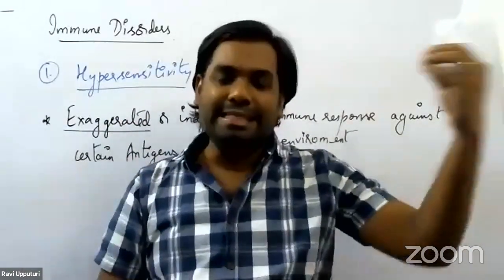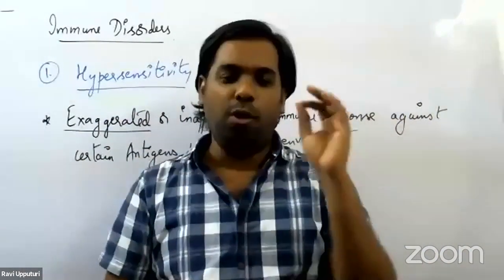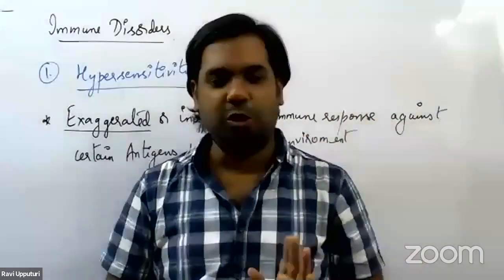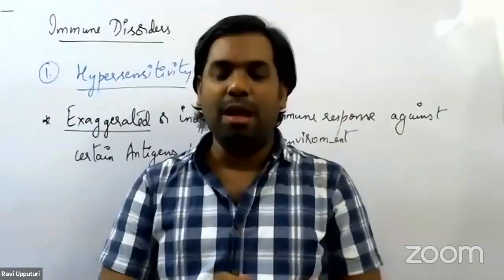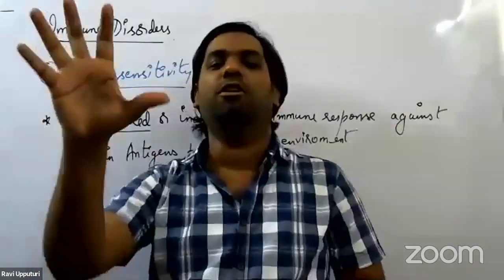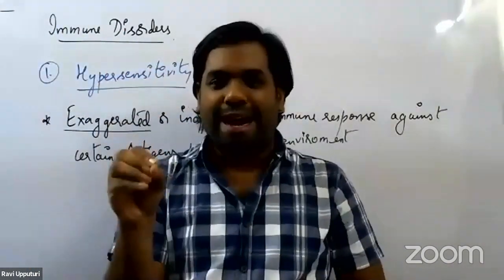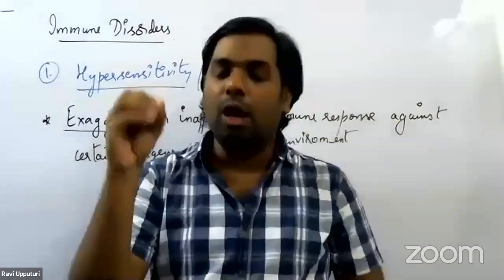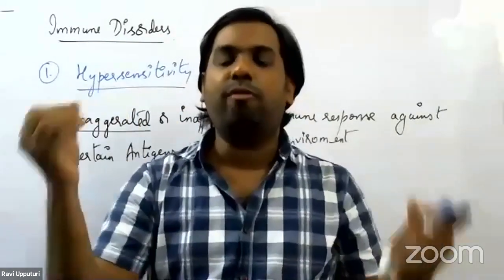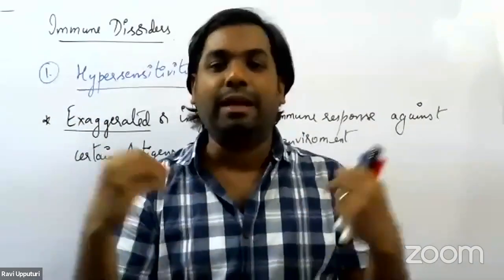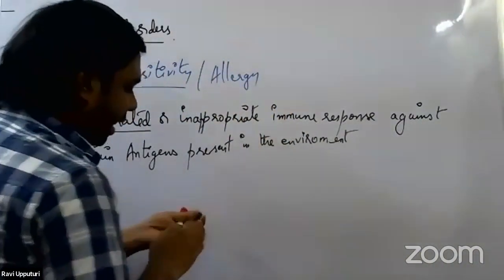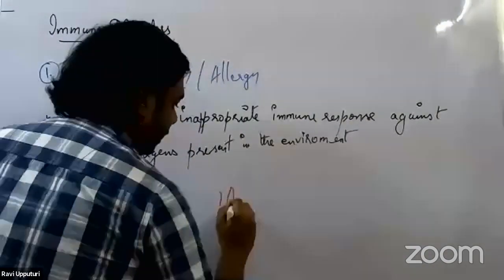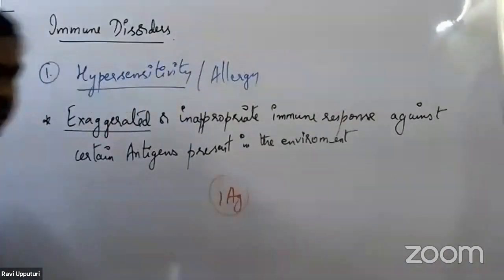So there is an antigen entering into the body, right? A normal immune response would be sufficient to bring about the destruction of that antigen. But what exactly is happening? There is a very high force of immune response seen. Due to that, along with the antigen, some of our body cells are also getting destroyed. Let me give you a simple example here. Say there is one antigen entering into the body, right? Just a single antigen has entered into the body.